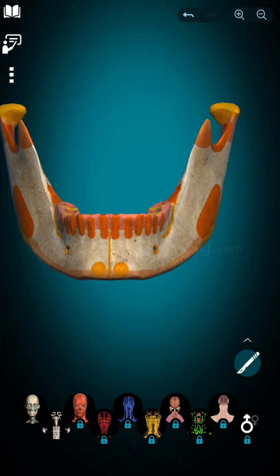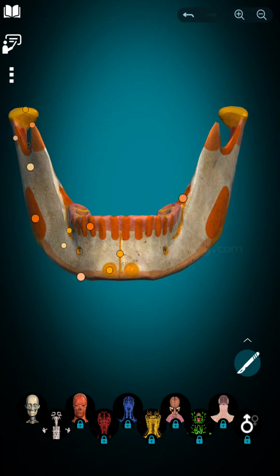So, this is the mandible. Okay? So, I am repeating again what I have studied.